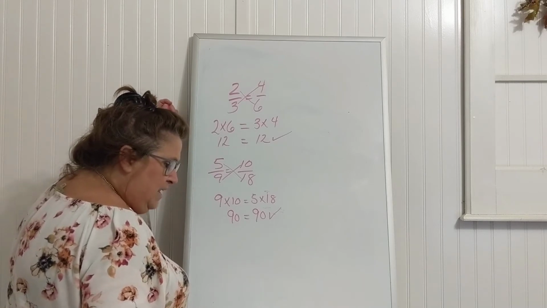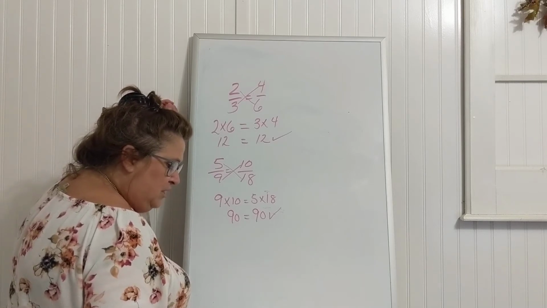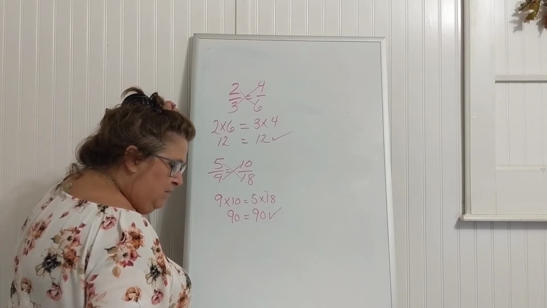For section 3, it says write E for equivalent fractions and N for unequivalent fractions.